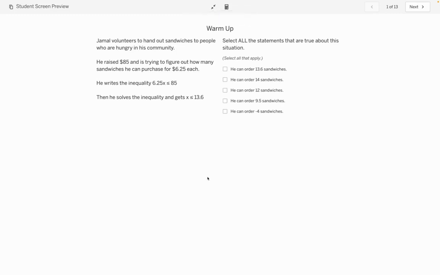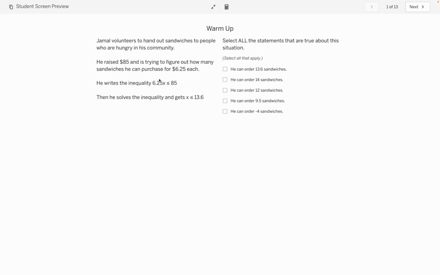This is Write Them and Solve Them 2.0. Here's the warm up. Jamal volunteers to hand out sandwiches to people who are hungry in his community. He raises $85 and is trying to figure out how many sandwiches he can purchase for $6.25 each.